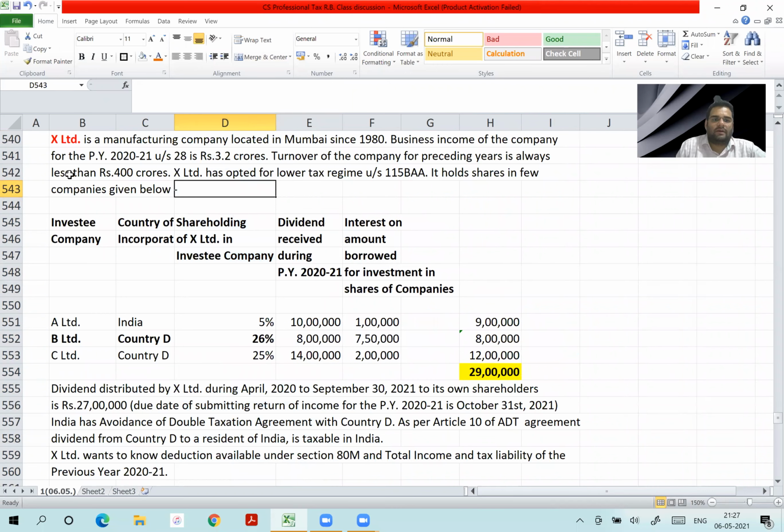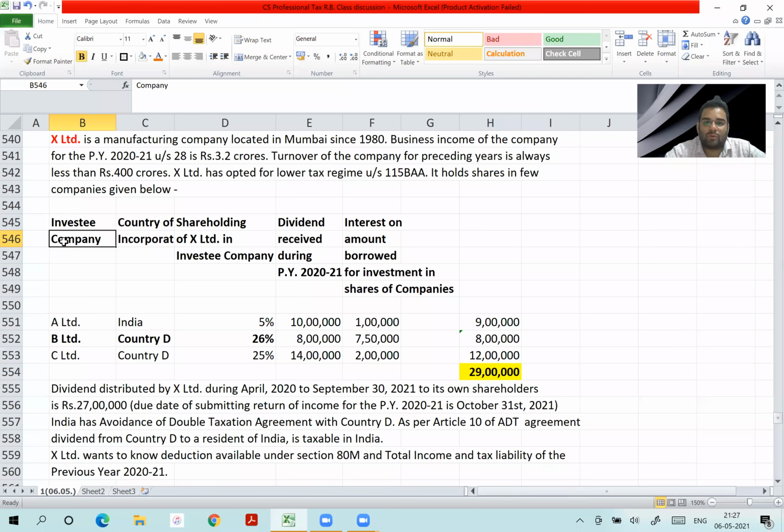Listen. X Limited is a manufacturing company located in Mumbai since 1980. Business income of the company for PY 2021 under section 28, meaning PGBP income, is 3.2 crores. Turnover of the company for the preceding year is always less than 400 crores. Why is that point told to you? So that the normal rate of income tax you consider is 25%.